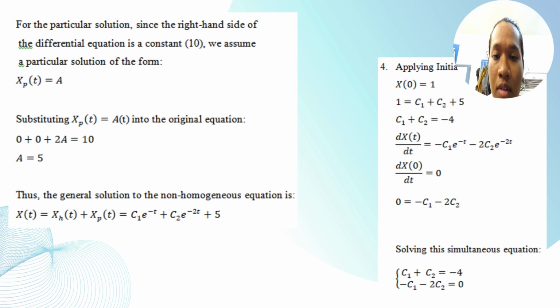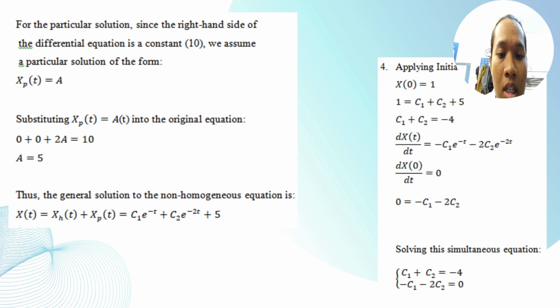So the general solution of the non-homogeneous equation will be c1 e to the power of negative t plus c2 e to the power of negative 2t plus 5. Next, we need to apply the initial conditions to get the particular solution. We insert the value x(0) equal to 1 into the equation, so we get c1 plus c2 equal to negative 4. For the next step, we insert the value dx(0)/dt equal to 0 into the equation dx(t)/dt equal to negative c1 e to the power of negative t minus 2c2 e to the power of negative 2t.